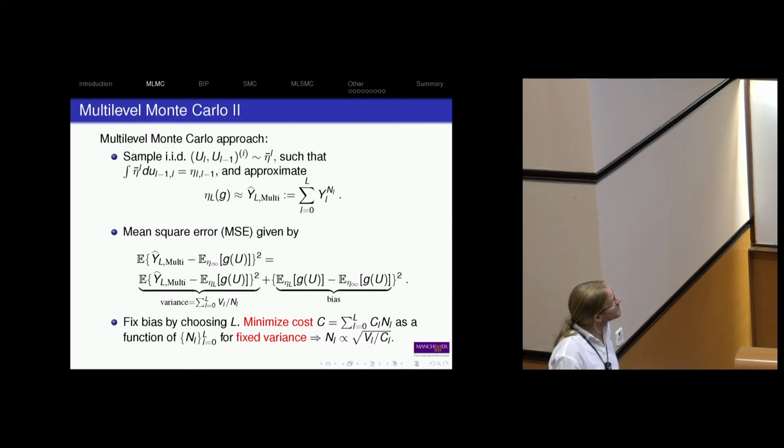again, it's given by the sum of the variance and the bias, but now, given this assumption of independence between levels, the variance is going to split into the sum of the variances at the individual levels. So now instead of having 1 over n, we have the sum of the variance of the level L estimator divided by the number of samples at level L, and the bias is just the same as it was before, right? So assuming that these variances V_L decay, then we can get away with taking fewer samples at the higher levels.